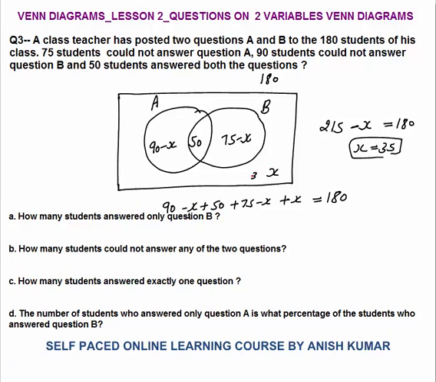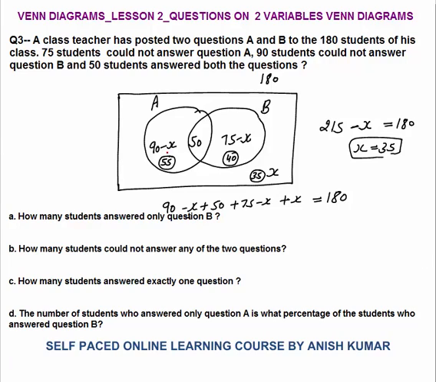So you get all the values. Your X is 35. It means that 35 students lie outside both circles. Put X as 35, you will get this value as 40, and this value 75 minus 35 is equal to 55. Now you can answer all the questions.